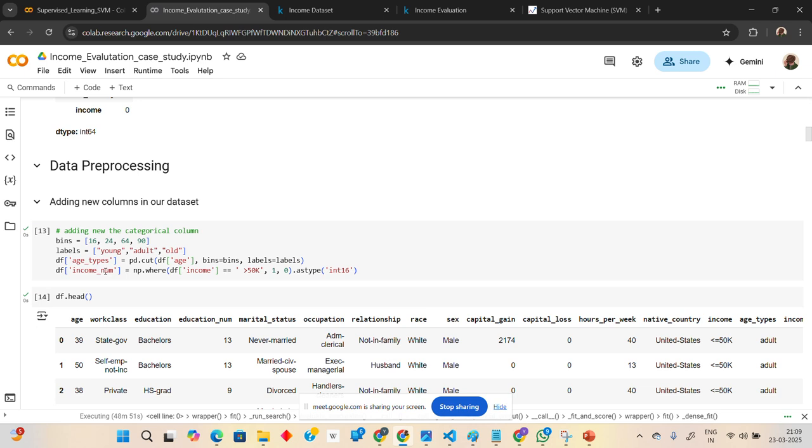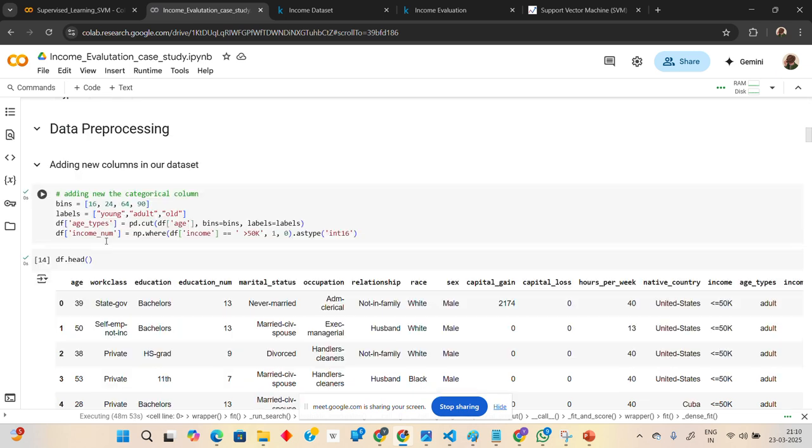But there might be null values. How we will get to know that, I will show you. Here we are going to add one more column called age type, and income number. To specify labels, we want to add the values young, adult, old based on age. See, young, adult, old, got it? So we just consider bins and labels, and cut the data according to the age.